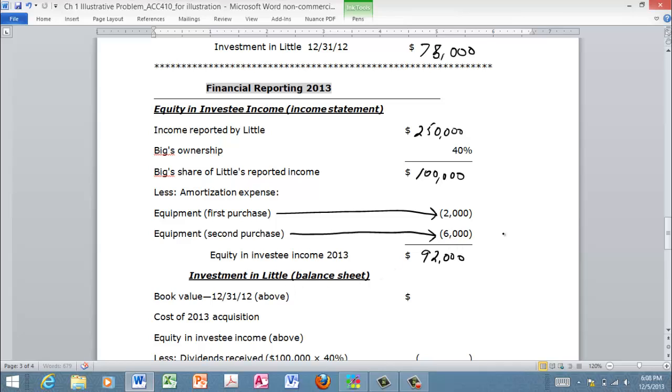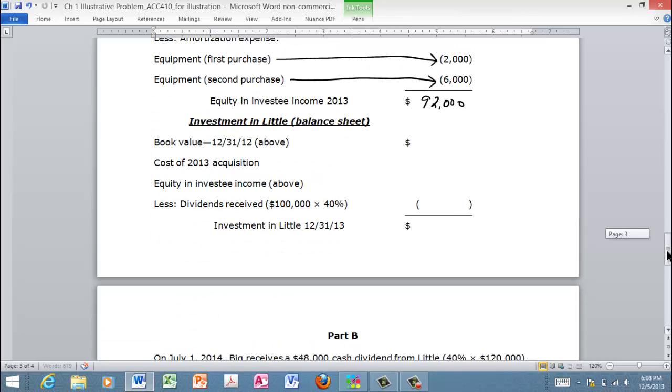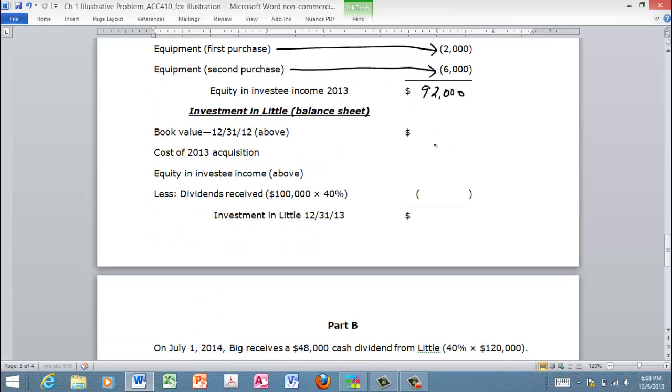Okay, now, so what's my investment in Little? This is on Big's balance sheet. What is the book value? Well, at the beginning of 2013, which is the end of 2012, I have the $78,000 from above. Okay, I spent $264,000 to buy that additional 30%. My equity income in Little is $92,000. Remember, that's where that came from.